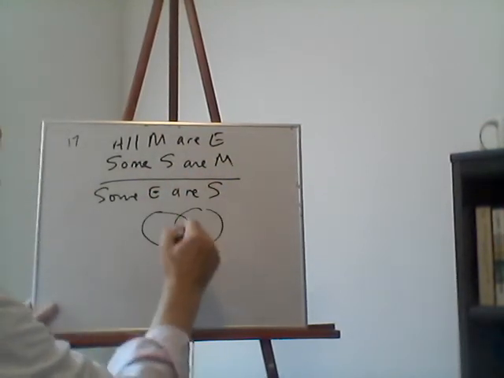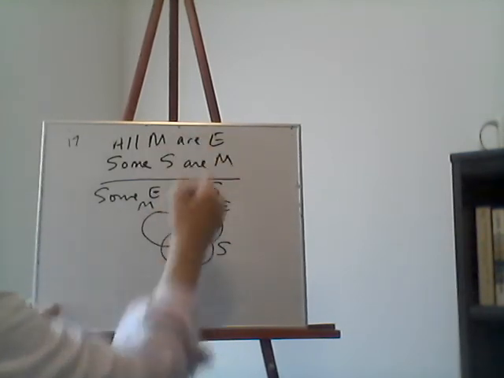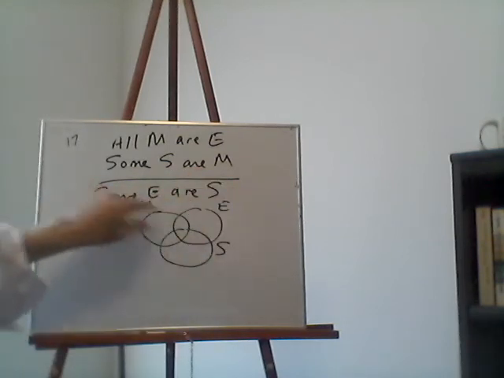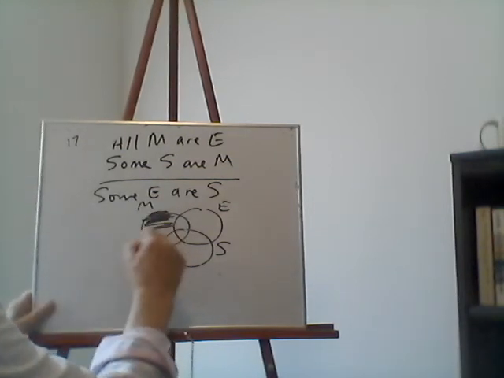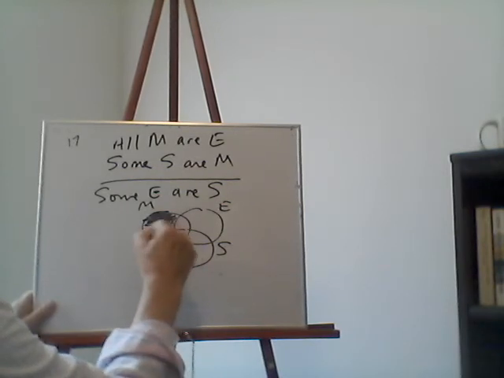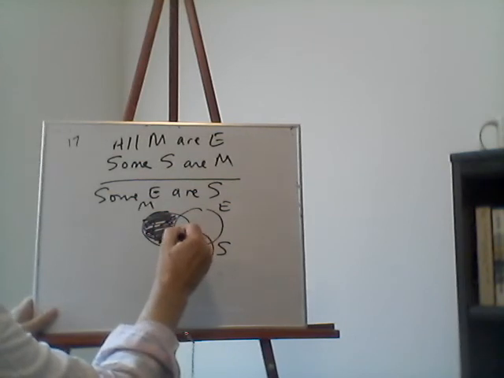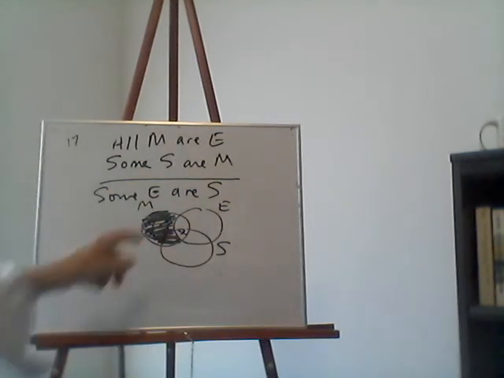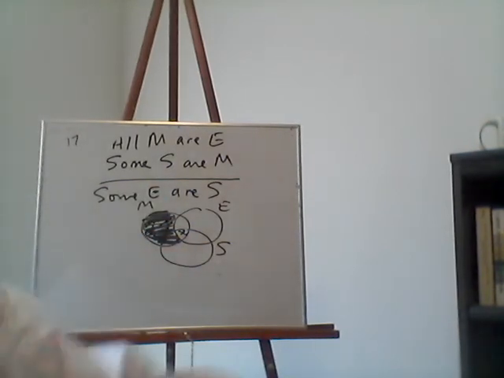Do the Venn diagram. It doesn't matter where you do the circles. I could have made that M. It doesn't matter. All M are E. Darken everything inside M which is outside of E. That's the rule for all. Some S are M, there's something inside S and M, that's here. And do we know that some E are S? Yeah, there's something inside E. That X is in the E circle and the S circle. Okay, so that's number 17.